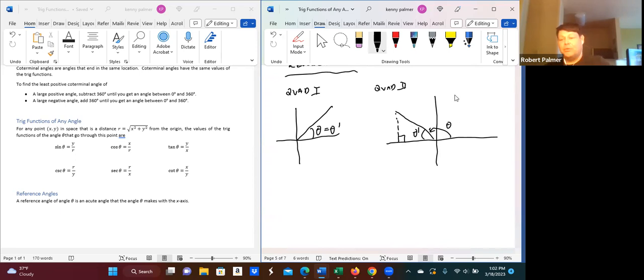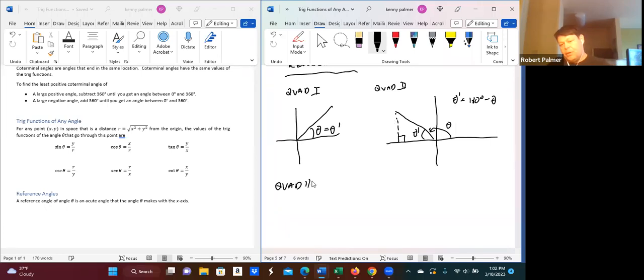And in quadrant 2, your reference angle, theta prime, is equal to 180 minus your angle theta. That's how you get that value. And from this, you can potentially use right triangle trigonometry, the way you did in the last couple of examples, to find the values of your trig functions.